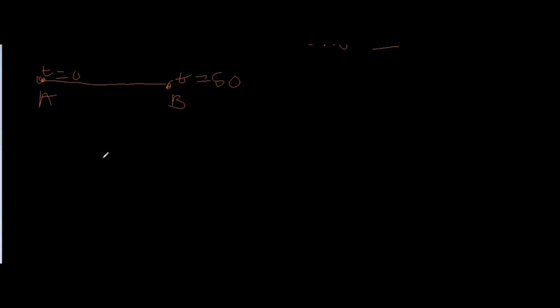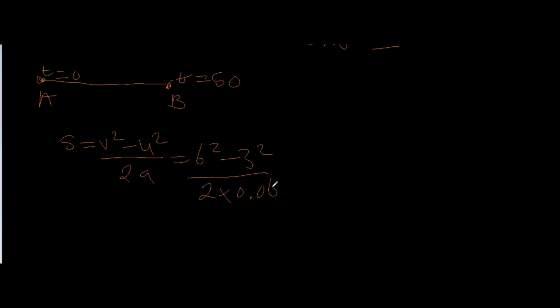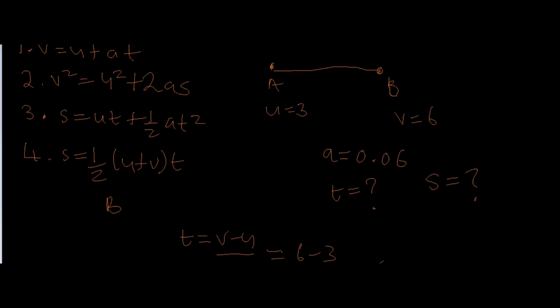So what that means is s is equal to v squared minus u squared over 2a, which is going to be 6 squared minus 3 squared over 2 times 0.06. And if we solve that, we are going to get 225 meters. 225 meters for the distance AB.